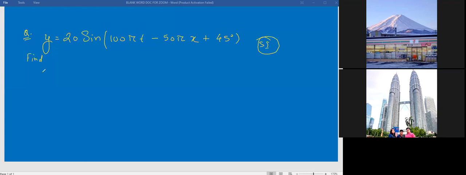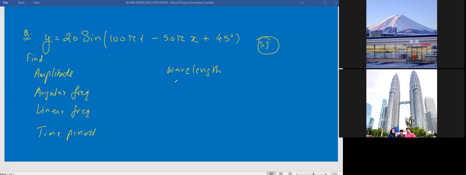Find amplitude, angular frequency, linear frequency, time period, wavelength, speed of wave, direction of wave, initial phase. Yeah, that's it. All units must be in SI.